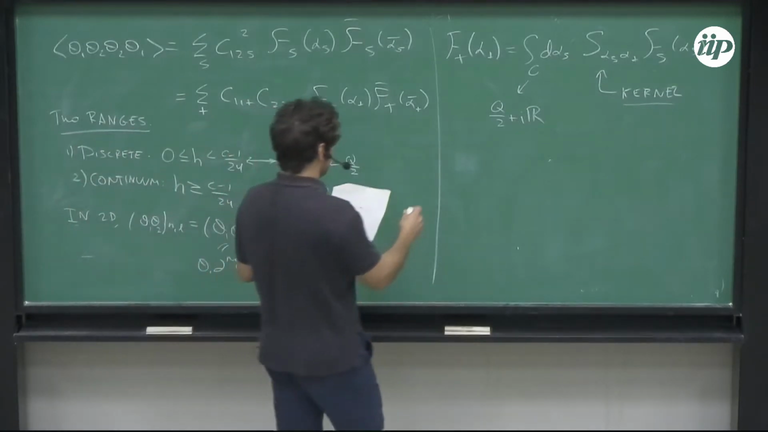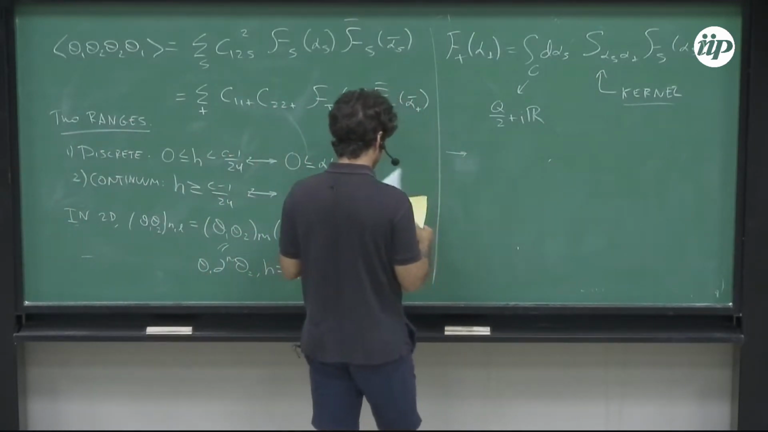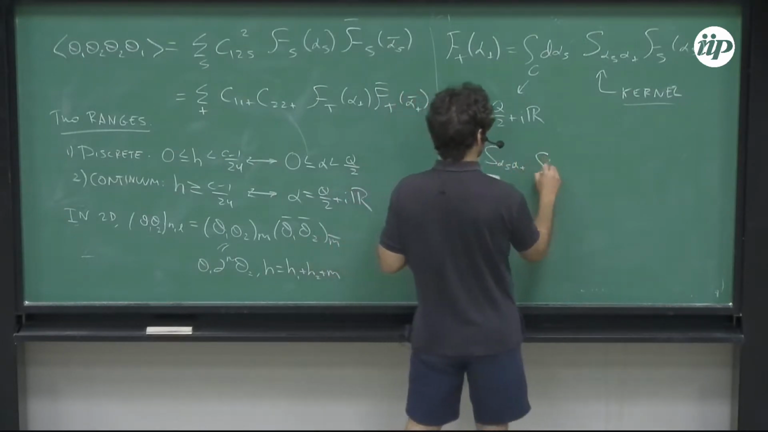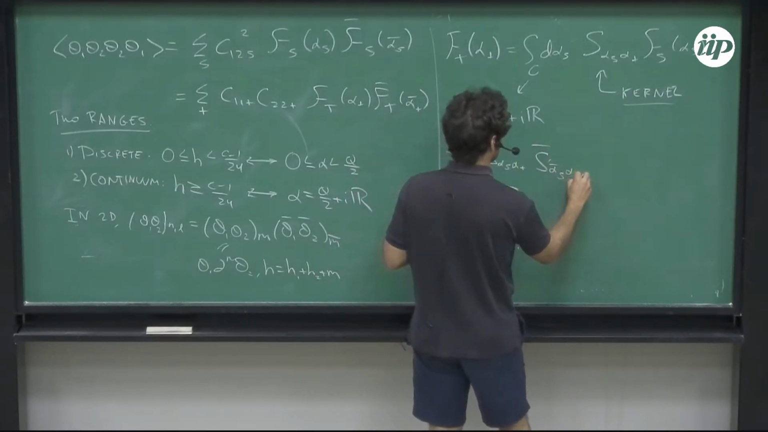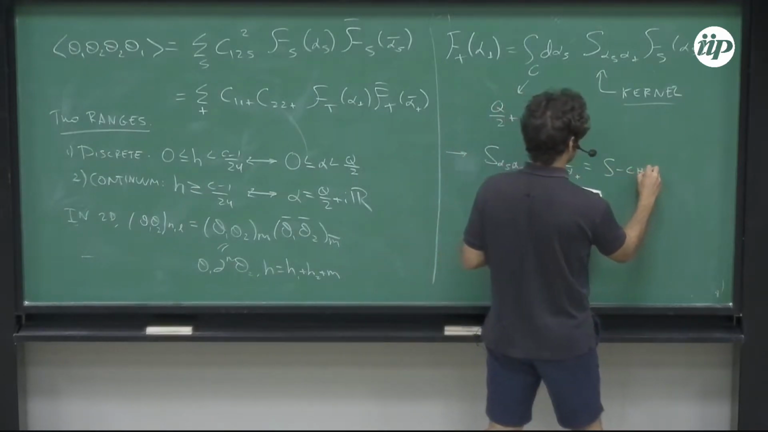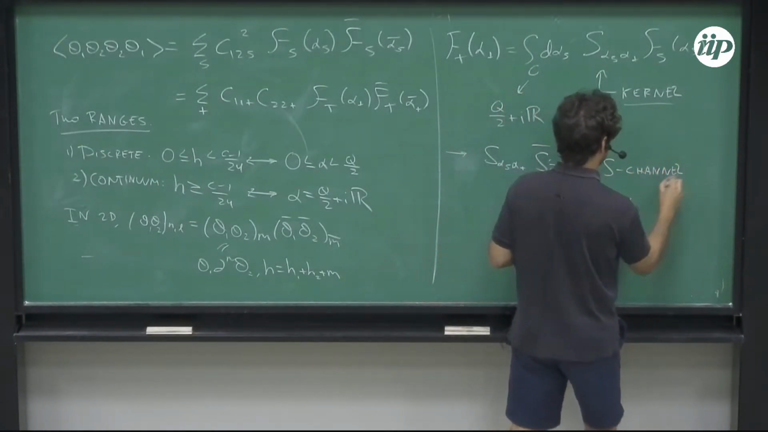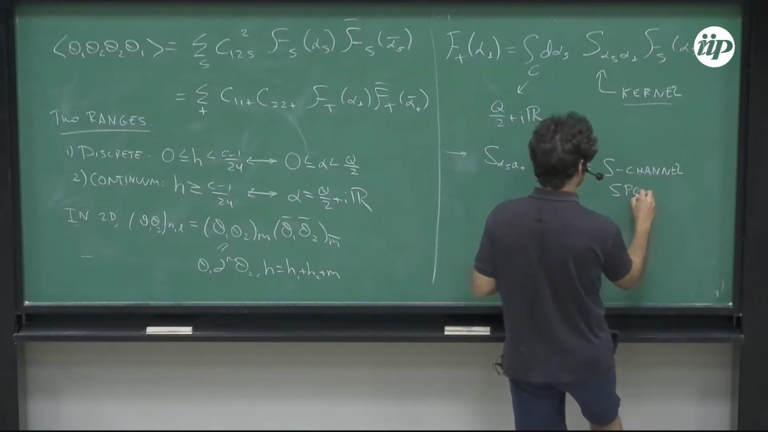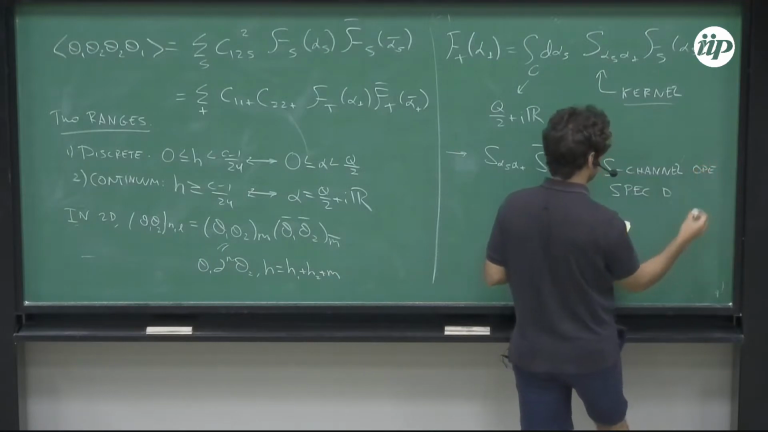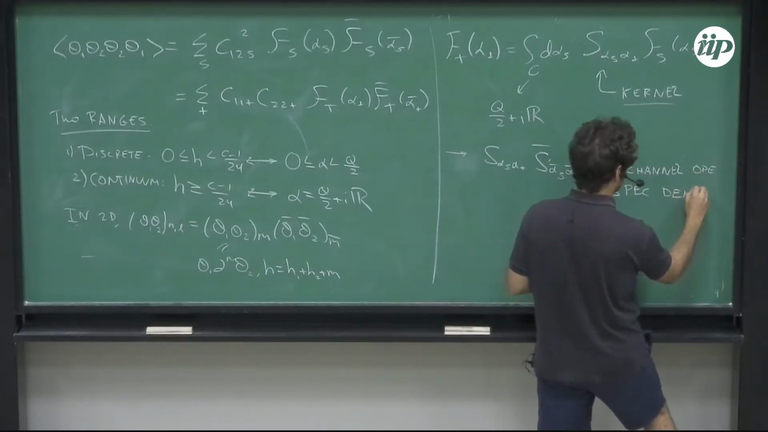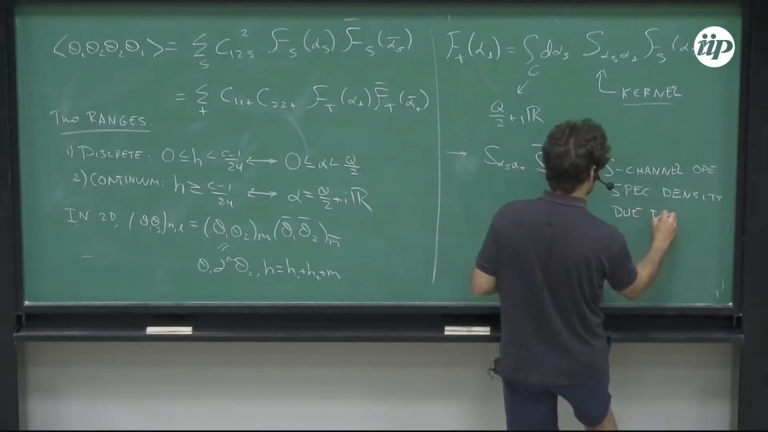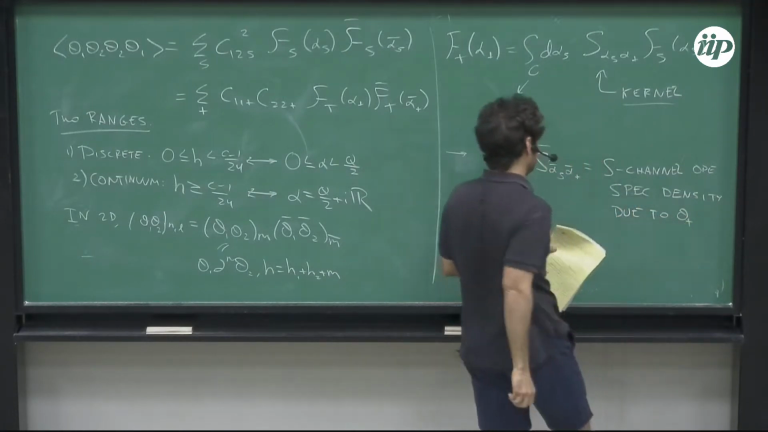So as a result of this expression, the point that I want to get across is that you should think of the holomorphic and anti-holomorphic kernels multiplied together as the S-channel spectral density, or OPE spectral density. I'll just call that spectral density for short, due to some T-channel operator O_T.